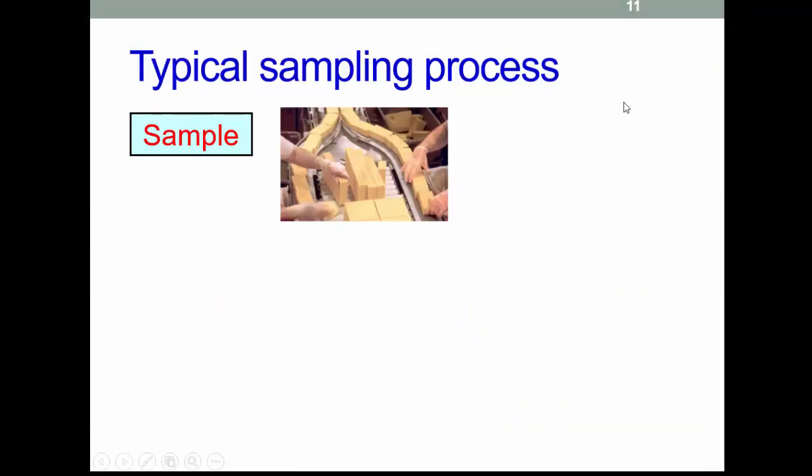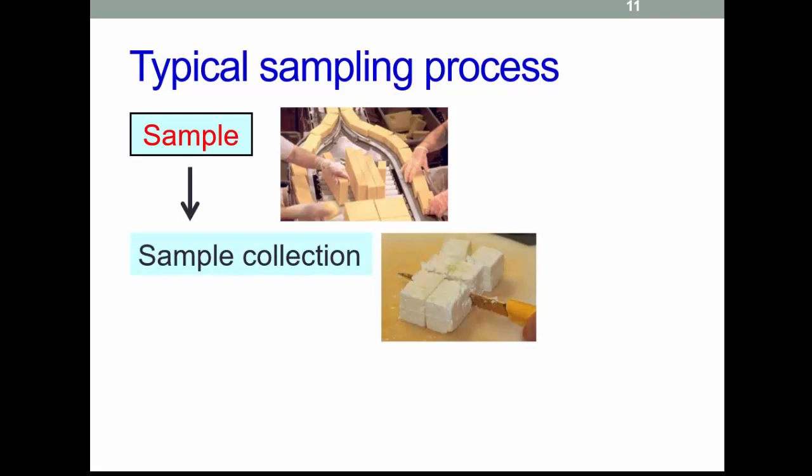Okay, so a typical sampling process. Here's some cheese, they're making cheese. Again, we can't grab the whole thing, so we're going to take a sample and we collect the sample. What we'll probably do is break it up into smaller parts.